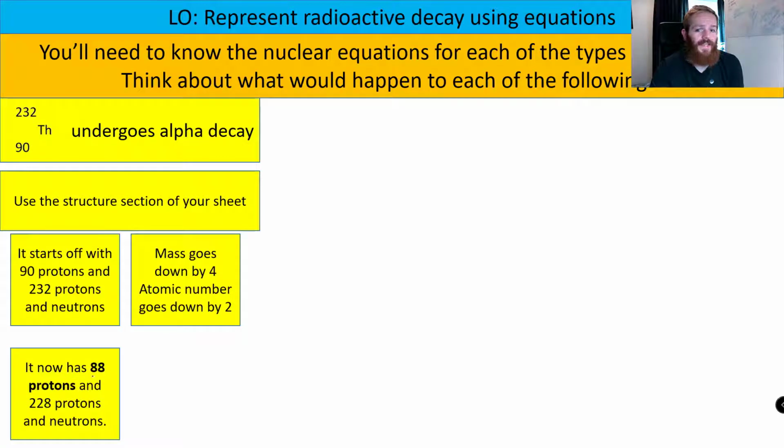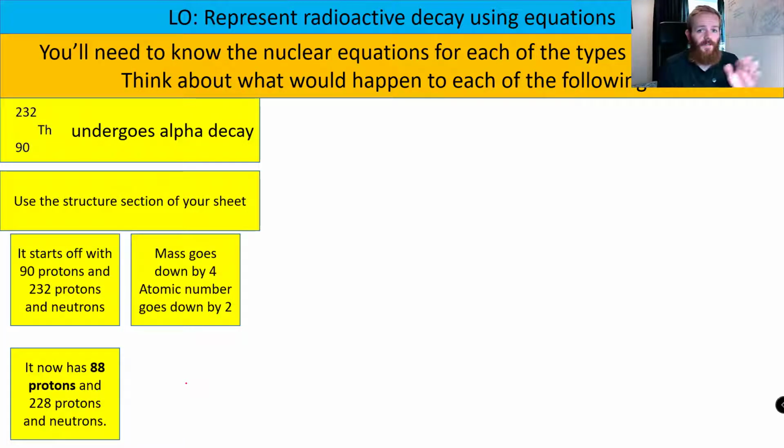So it now has 88 protons and 228 protons and neutrons, because if you look at it, 90 minus 2 is 88 protons, and then 232 minus 4 is 228 protons and neutrons. So if I was to rewrite this out now, as in something's got a mass of 228 and it's got an atomic number of 88, I'll find out that that isn't thorium anymore, that's something else.